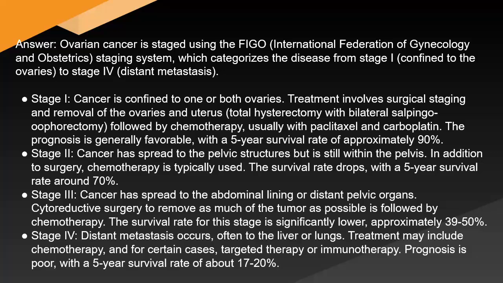The survival rate for this stage is significantly lower, approximately 39-50%. Stage 4 involves distant metastases, occurring often in the liver or lungs. Treatment may include chemotherapy and, for certain cases, targeted therapy or immunotherapy. Prognosis is poor, with a 5-year survival rate of about 17-20%.